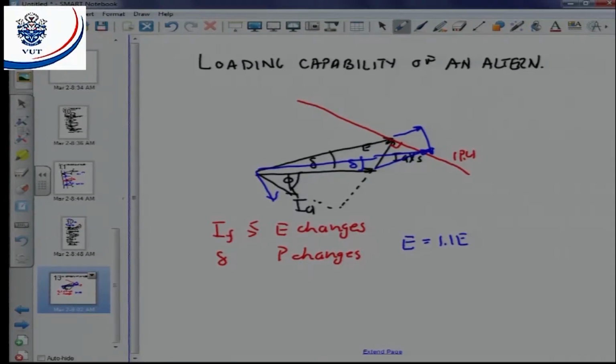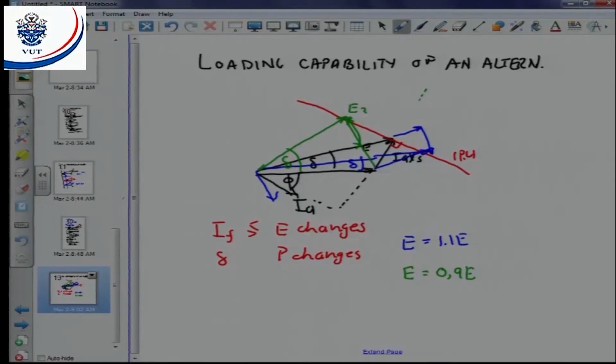If we now decrease E, so that E now becomes 0.9 E, E will become shorter, and now it will move up until it reaches the 1 per unit line, and we will have the operating point E2 there. Now delta has increased, and the current has changed as well to a leading power factor.